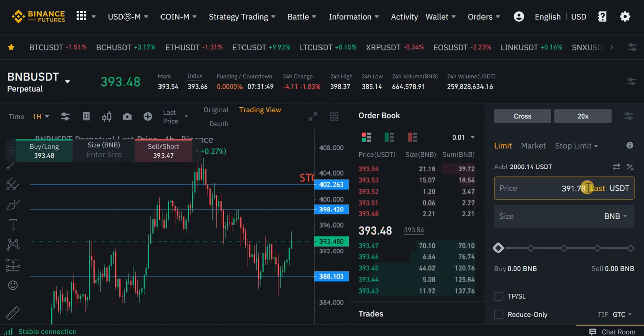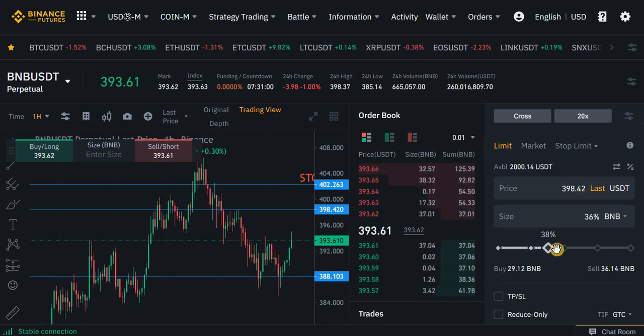The next step would be to set the price I want to put in my short position. I am going to use 398.42. This would be my entry price. For the quantity I am going to use, move this slider to 54% right here. Now this value is 54% of my available balance. So this is what I am going to use to open this position.